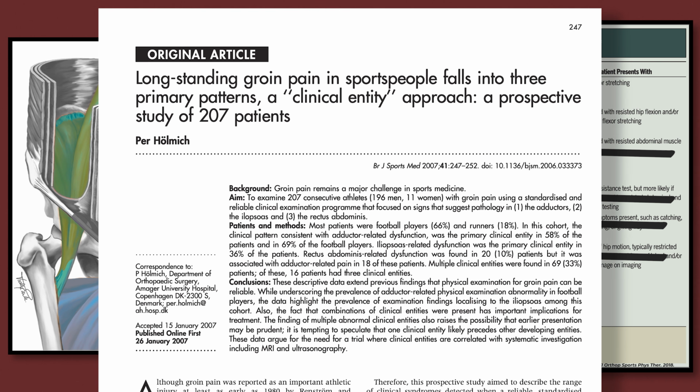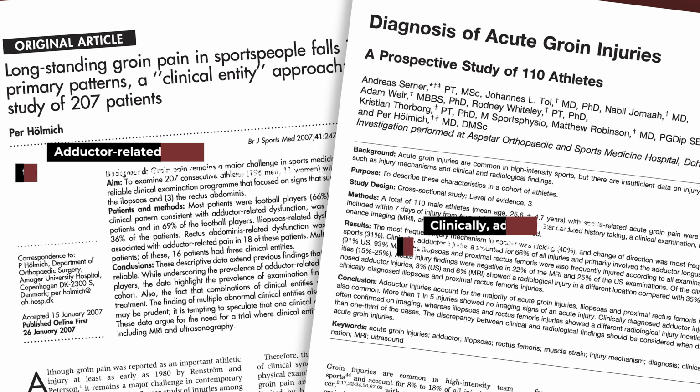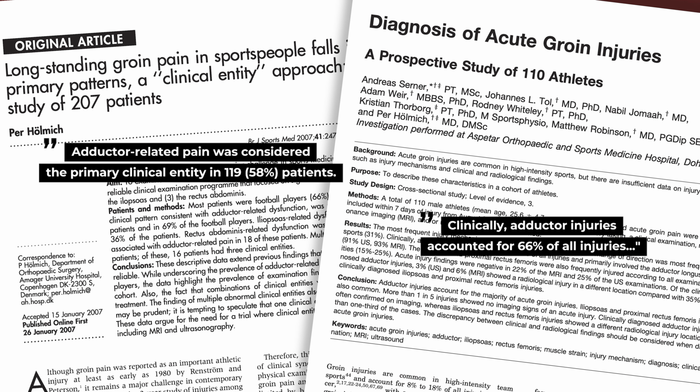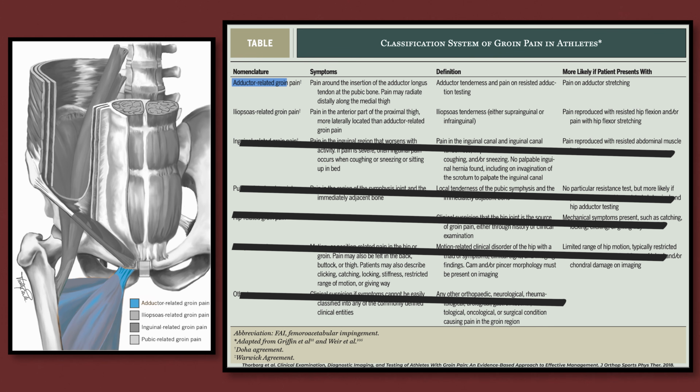According to studies by Helmick in 2007 and Cerner et al. in 2015, acute and chronic groin pain is more often related to the adductors than the hip flexors, although it's possible to have overlapping clinical entities. Adductor-related groin pain is associated with symptoms reproduced with palpation of the adductor longus, resisted adduction, and or stretching of the adductors. This finally brings us to the iliopsoas-related groin pain.